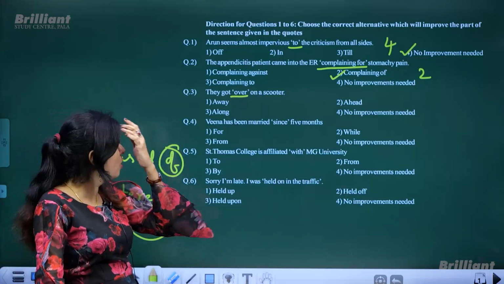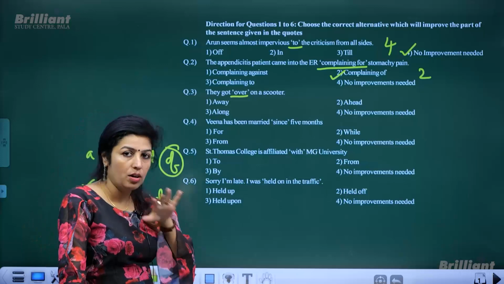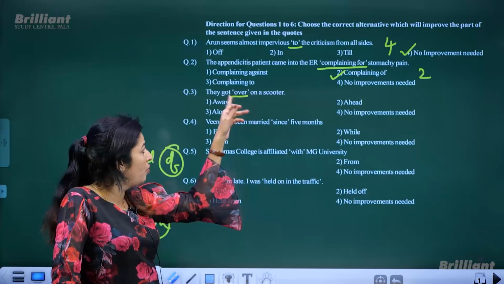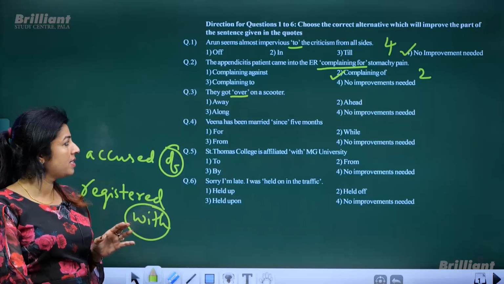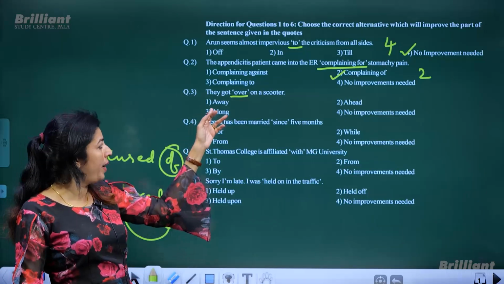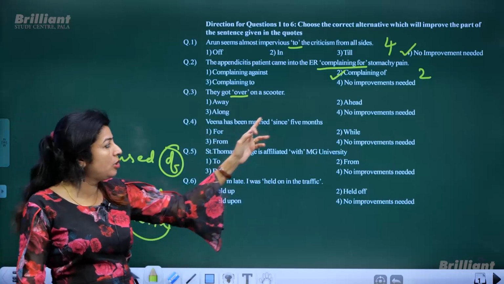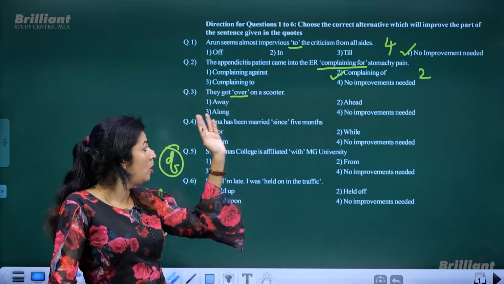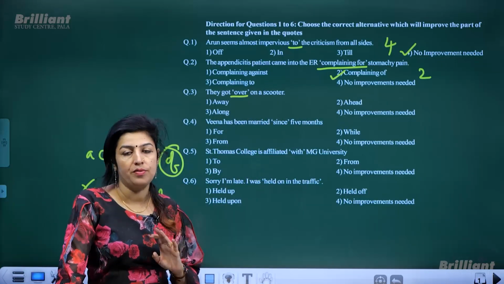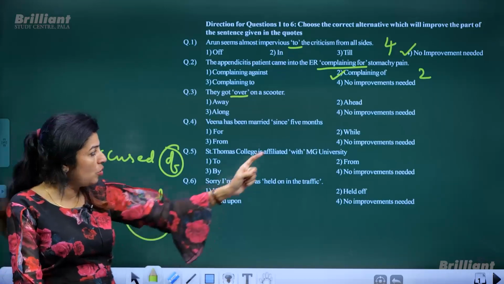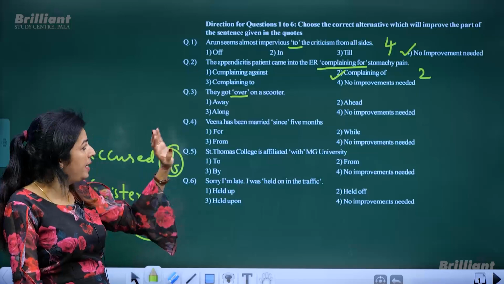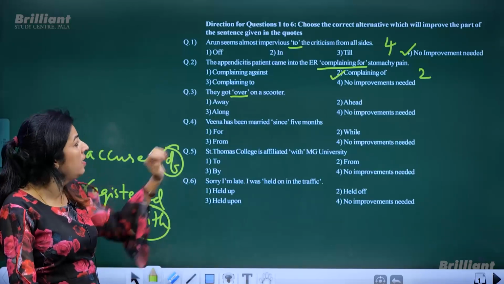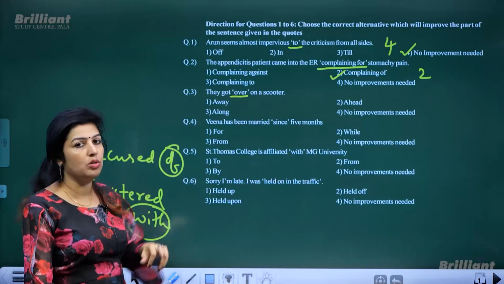So they got over on a scooter is a wrong sentence. That means this over is to be substituted. And what are the options given to you? Got away, got ahead, got along, or no improvements. Of course, it requires improvement, so we need to choose one from the first 3. Let us look at the sentence once again: they got over on a scooter.